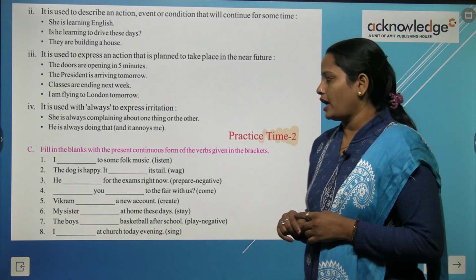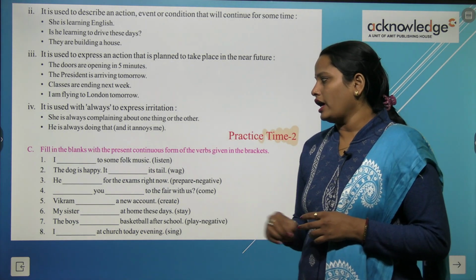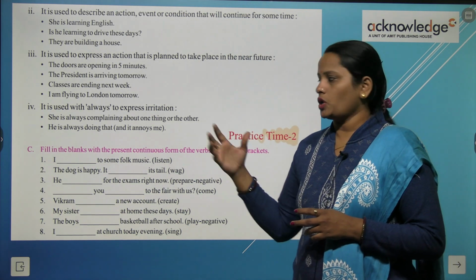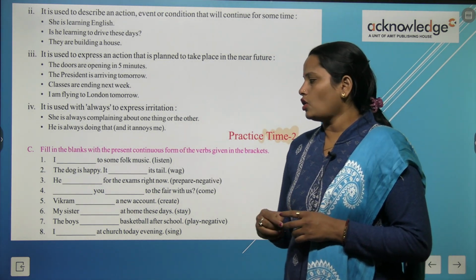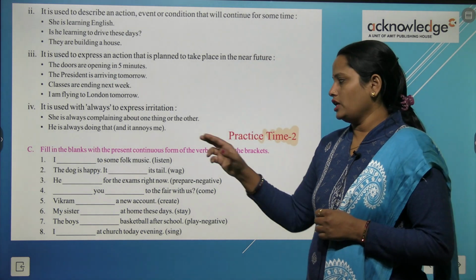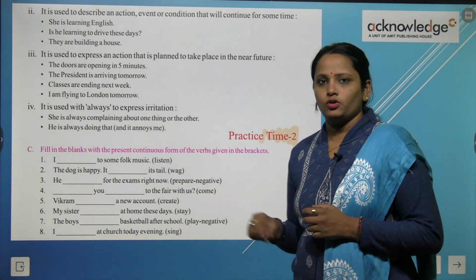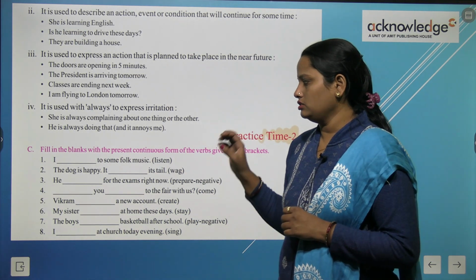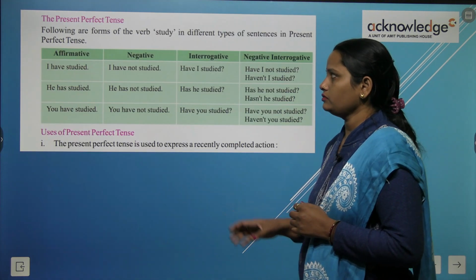Here you have to fill in the blanks with the present continuous form of the given verbs in the bracket. So I am listening to some folk music. So am listening लिखेंगे हम यहाँ पे क्योंकि I के साथ हम am use करते हैं. The dog is happy. It dash its tail. So it के साथ हम लगाएंगे is. It is wagging its tail. अब WAGGING, wagging. This is the correct answer. Now like this you have to complete the rest of the exercise.